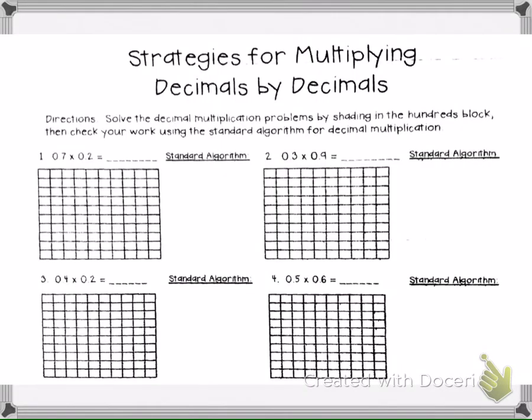Here's some problems that we're going to have to complete so we can get really good at this. Okay? The directions are there. It says solve the decimal multiplication problems by shading in the hundreds block. Then we're going to check our work by using the standard algorithm. That's the bubbles for the decimal multiplication. So the first thing that I see is I have a 7/10. So I'm going to color in 1, 2, 3, 4, 5, 6, 7.